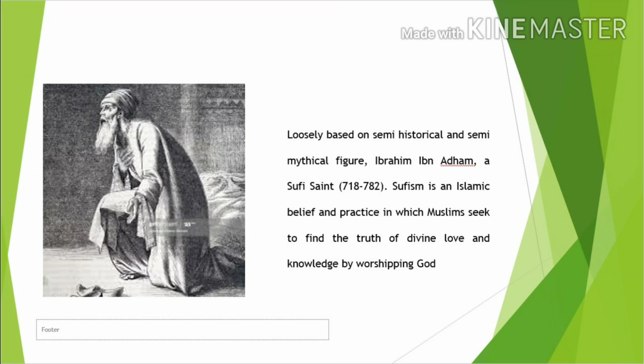Now this Ibrahim Adhem lived from 718 to 782. When he lived, he was a man who had a very humble lifestyle. And the most important and interesting part of his life was that he was a king first. In the initial years of his life, he was a king and he renounced his throne. He left all his luxuries behind and he chose the path of an ascetic, meaning he became a saint, a Sufi saint.